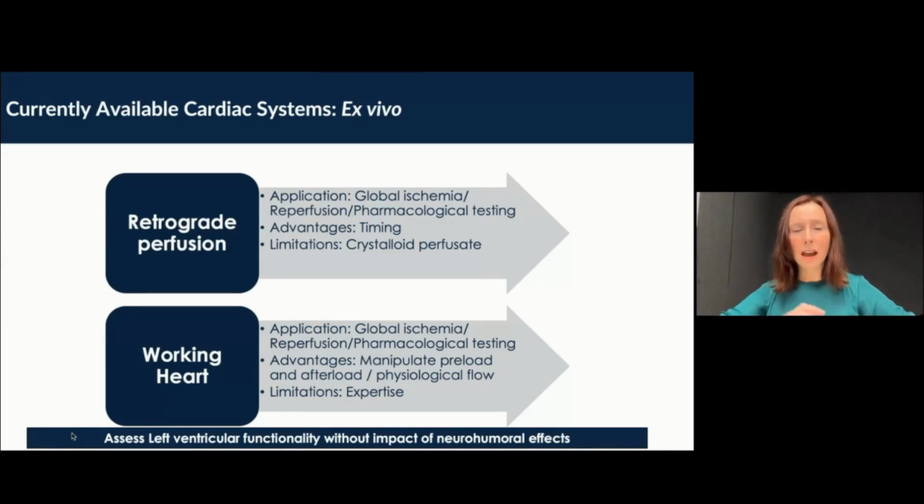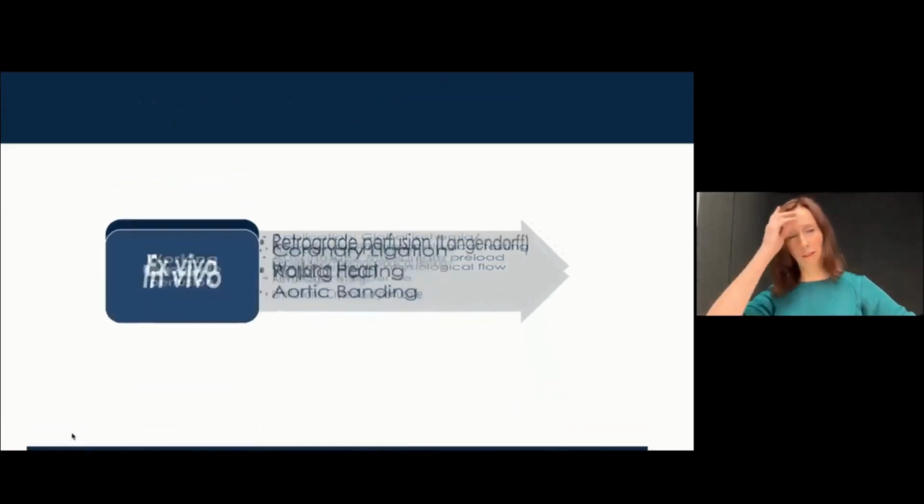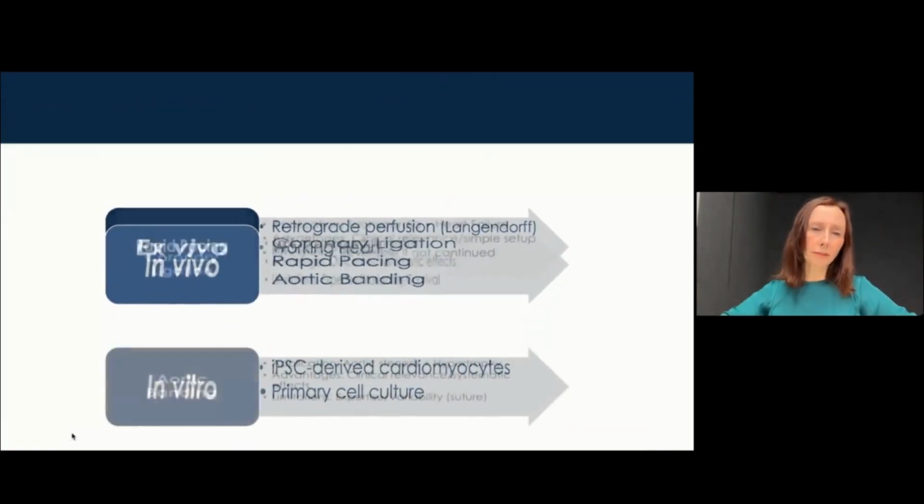Alternatively, in the working heart, as you can see, the applications are very similar, but the advantage here is that we're able to manipulate preload and afterload really nicely, and we're actually using physiological flow. The limitation with working heart is it's incredibly expert. You need an expert to really make sure that you're getting the most from your working heart system. Both of these systems allow us to assess left ventricular functionality without those neurohumoral effects, which can be important depending upon your biological question. Now let's head into in vivo.